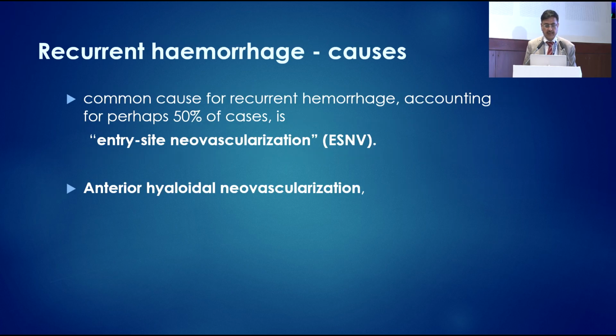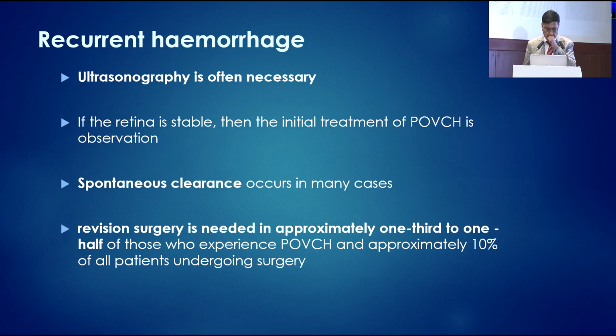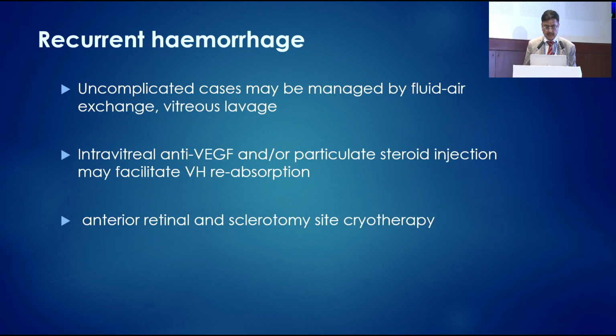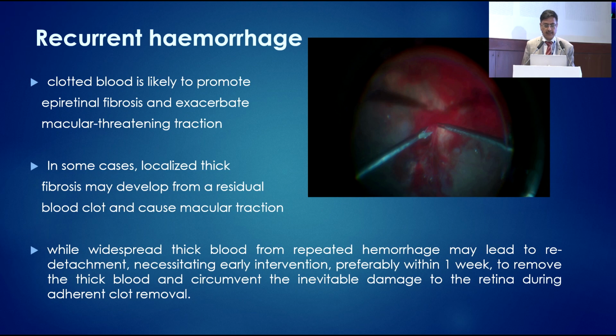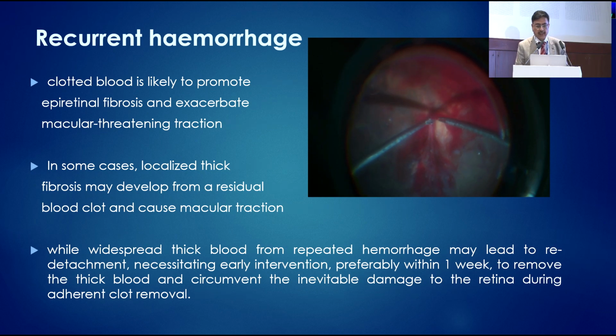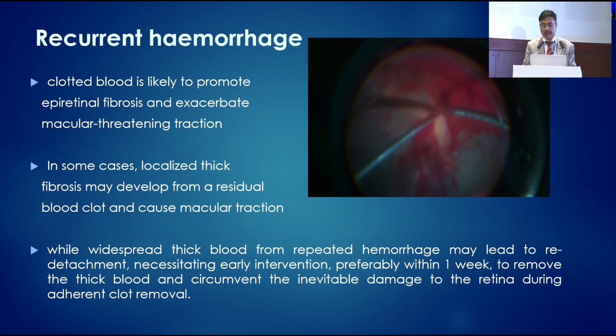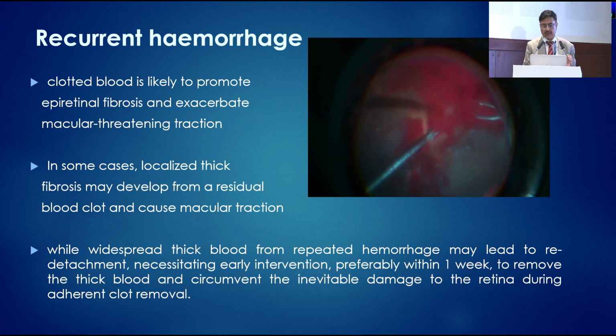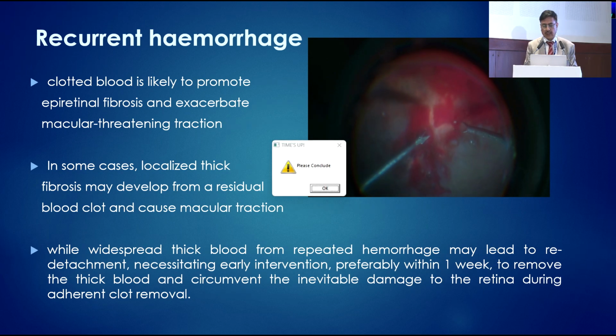These are the usual causes of recurrent hemorrhages, and the management of recurrent hemorrhage is the usual. Sometimes it clears spontaneously, but revision surgery is often needed. And we'll go to this aspect of clotted blood. It sticks on the detached retina situation, and then it becomes a difficult situation which you have to manage bimanually, by using a bimanual method, very, very careful. And you usually leave a stalk at the end, as you would see, so as not to recreate.